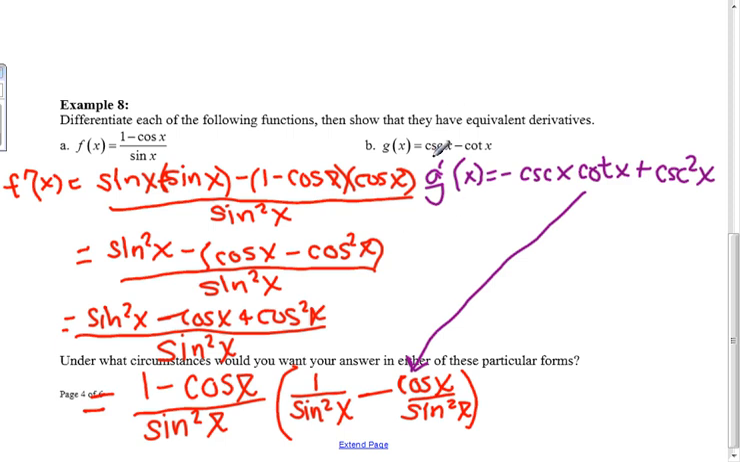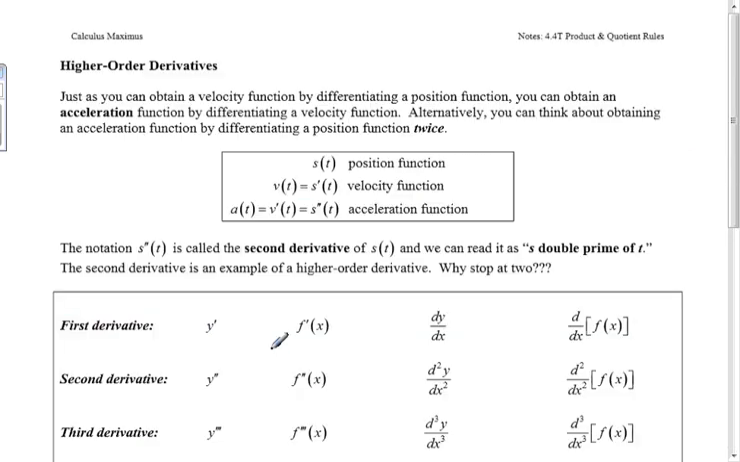Alright, so maybe you're going to do this on a test and you forget the derivative of cosecant. Well, then it might be a good idea to go back and rewrite it this way. Then you could just use the quotient rule. Okay, so you have to be flexible. If you don't always memorize it, think of a way to find it. Alright, let's keep going. Higher order derivative.